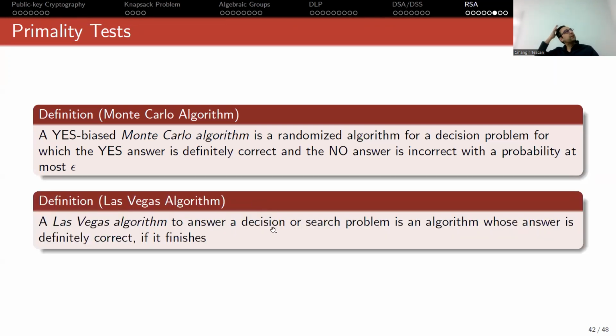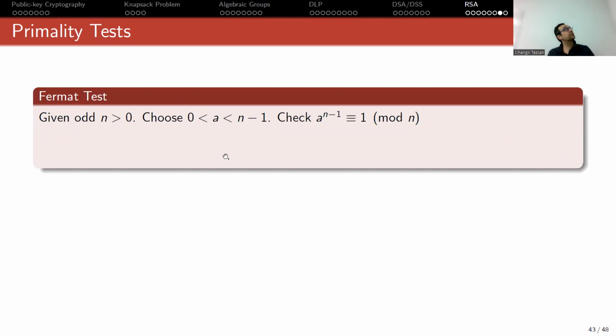There are also other types of algorithms. We are not going to talk about this, but you may experience it in real life scenarios when you write your code. A Las Vegas algorithm to answer a decision or search problem is an algorithm whose answer is definitely correct if it finishes. Sometimes it does not, right? Let's focus on our Monte Carlo algorithm. So the first one is the Fermat test. This is why I actually showed you Fermat's theorem.